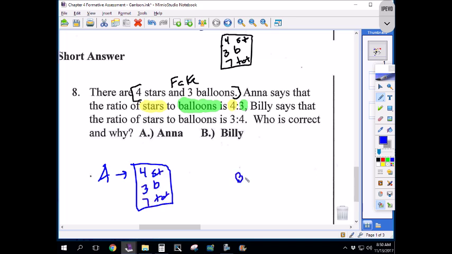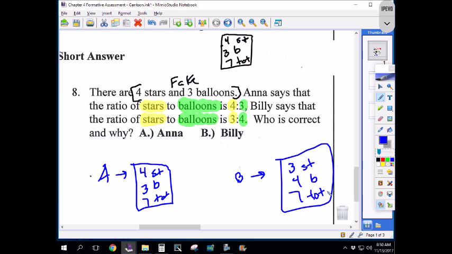Okay, let's write down what Billy is saying. Billy says that the ratio of stars, so he gave it in the same order as her. I'll leave it the same color, stars, but then he gave 3 first, and then he did balloons second, but he gave 4 second. So you see they both used the word order the same, didn't they? Yeah. But then one had the numbers flip-flop, so let's write down what he's saying. He's saying there are 3 stars, 4 balloons, and 7 total.